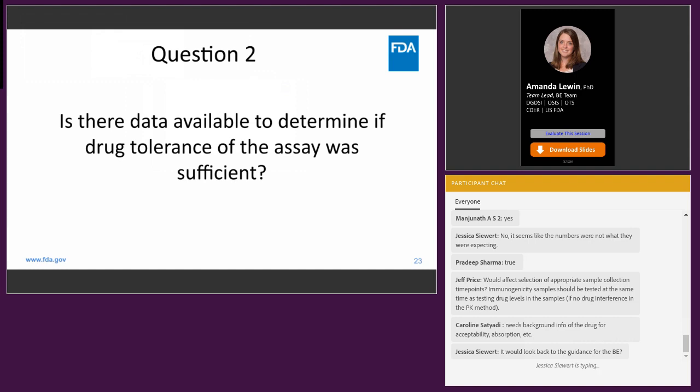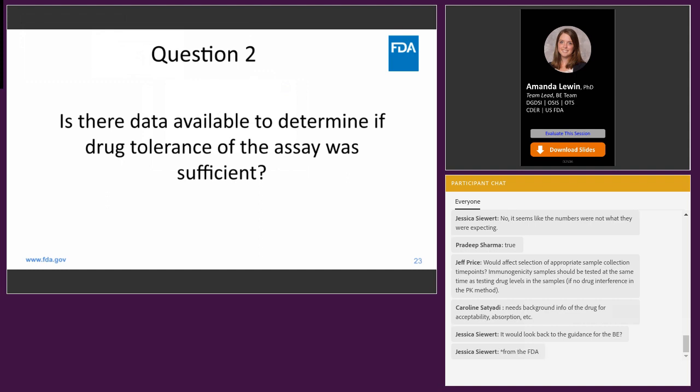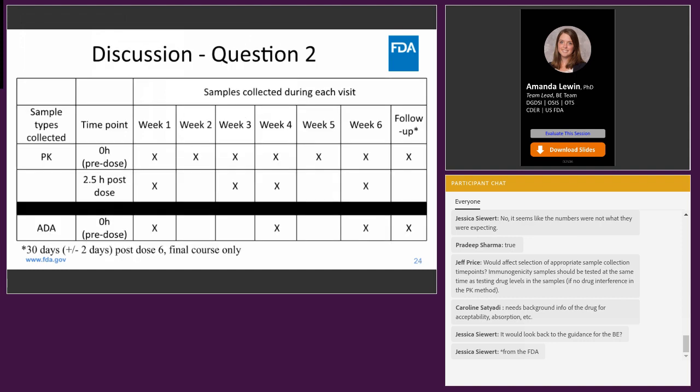You could look at the guidance, but drug acceptability absorption. Yeah, so here, quite simply, yes. We do have data to look at. I'm going to bring you back to this table, right? So there were PK samples collected at each of the time points that immunogenicity samples were collected. So for every immunogenicity sample, we know exactly how much drug is on board. So we can just look at the data.